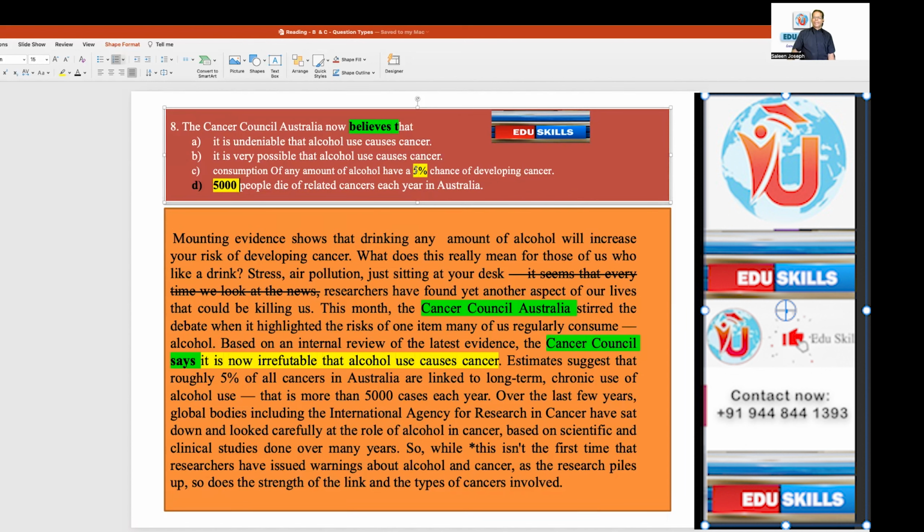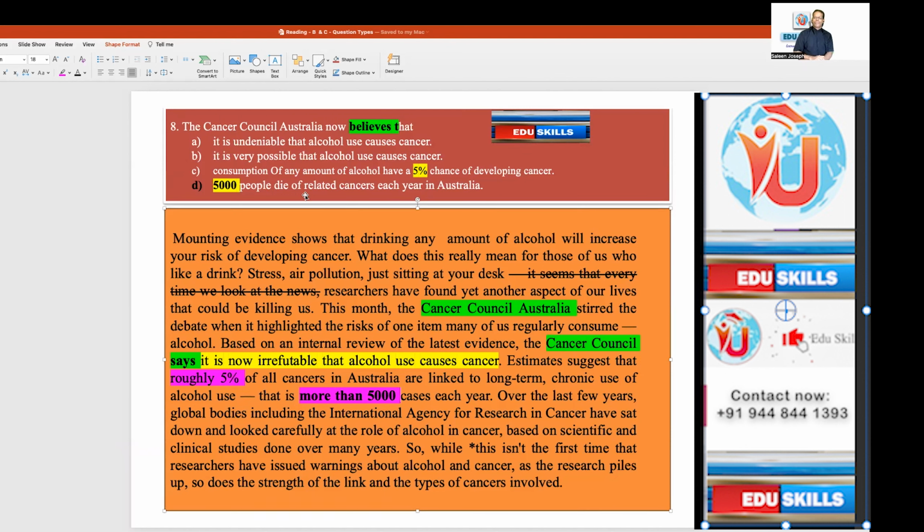Roughly 5% is not 5%, right? Roughly is a scale. Roughly 5% is not sharp 5%. If you want to eliminate the answer, roughly 5% is not equal to 5%. Roughly means it can be a little this side or that side. But a 5% chance means definite, sharp 5%. And again here, more than 5,000. See how beautifully they use scales to confuse you. 5,000 people die of related cancers each year in Australia. That is exactly 5,000.